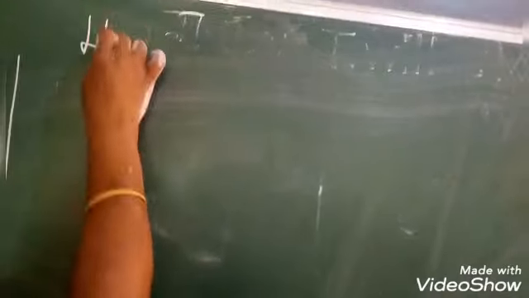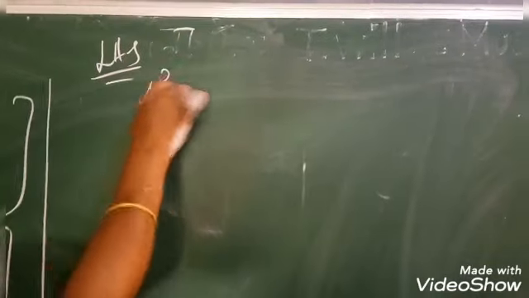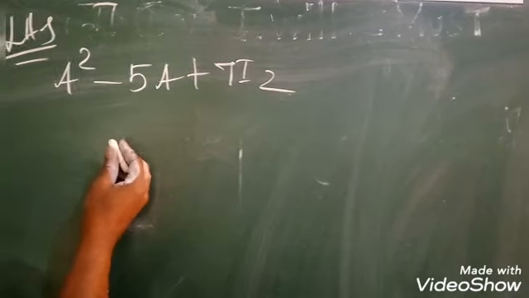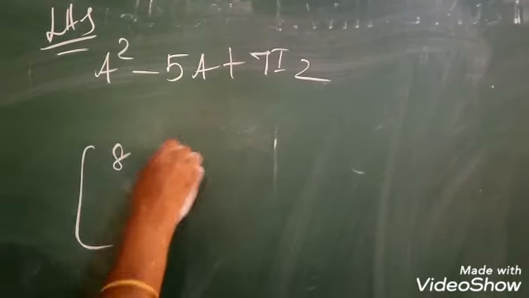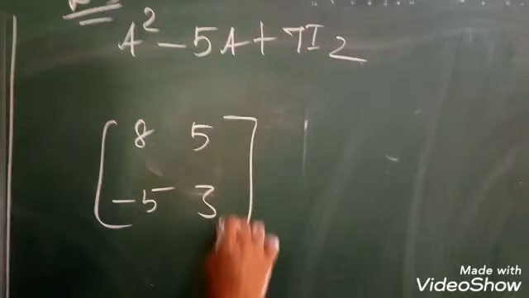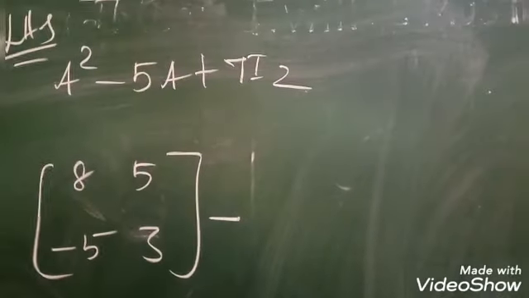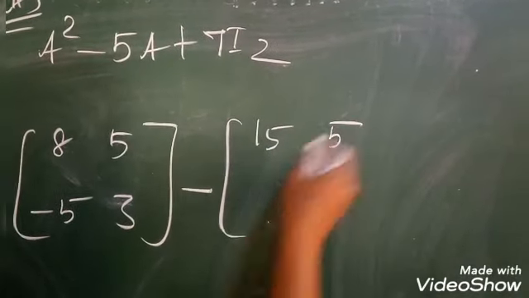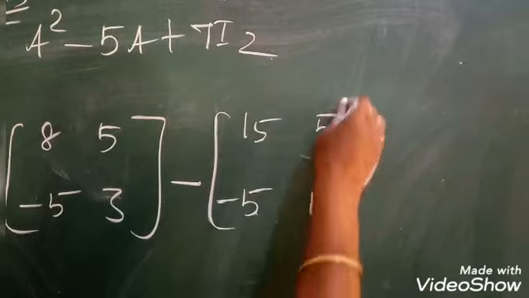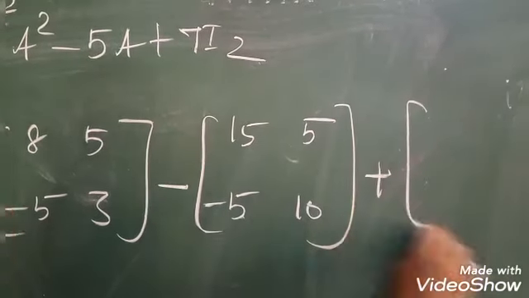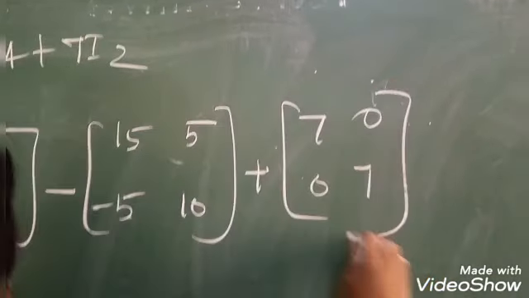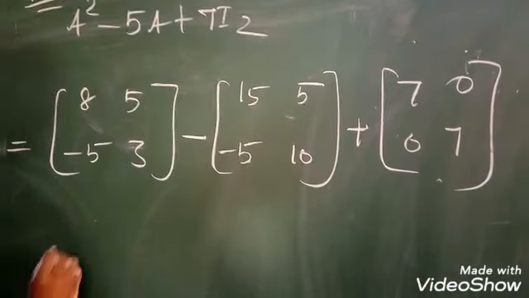Okay girls, now you have to apply it in the LHS. What is the LHS here? A squared minus 5A plus 7I2. Now A squared, what is the answer? 8, 5, minus 5, 3. This is the A squared answer we found. Then 5A: 15, 5, minus 5, 10 here. Okay girls? Plus 7I2. What is the 7I2 answer? 7, 0, 0, 7.